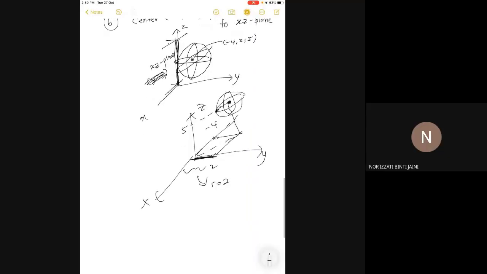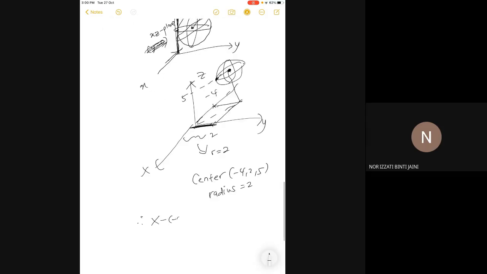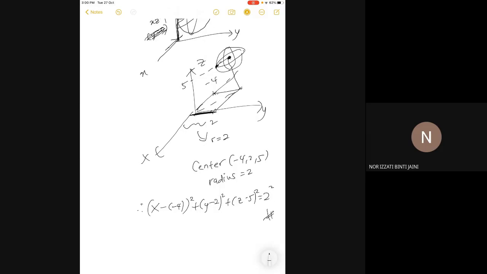Faham? So bila awak dah ada center, -4, 2, 5 dan radius sama dengan 2, awak boleh buat the equation. So equation awak dua kuasa 2. Atau dalam soalan tu dia pecahkan lagi kan. Dia pecahkan lagi lah, dia buka lagi kurungan ni. Faham?